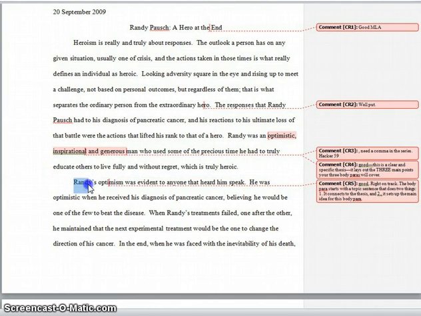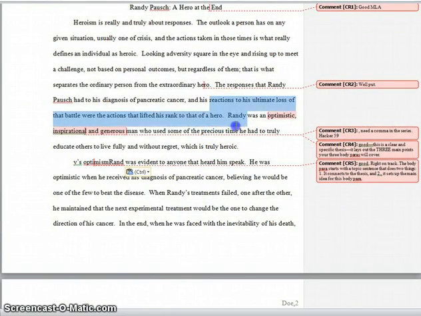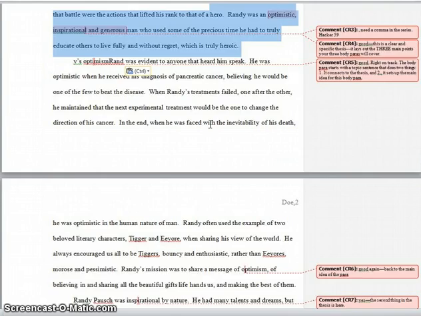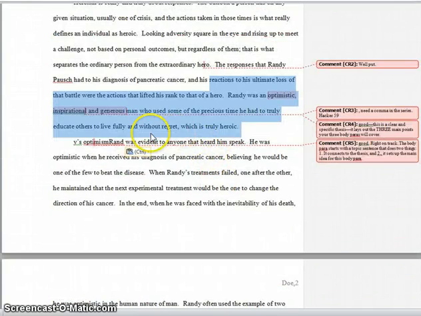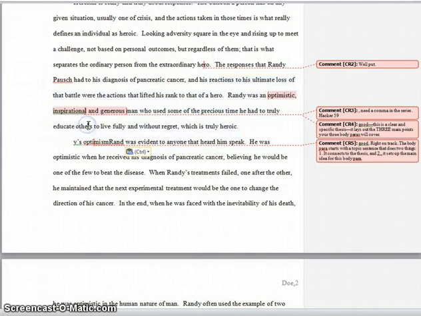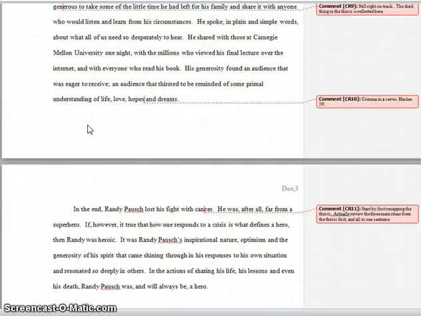And so Randy's optimism was evident to anyone that heard him speak. Randy was inspirational by nature. See, and that's also part of the original thesis statement. An entire generation rose up to listen to Randy's lessons. And so here you talk about how Randy lived his life without regret and spent the last part of his life educating others on how to truly live.